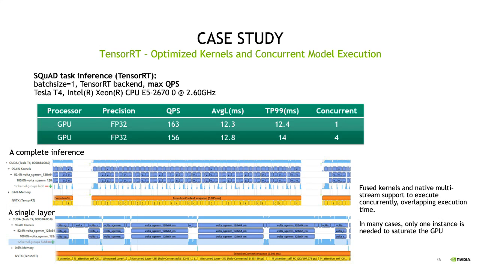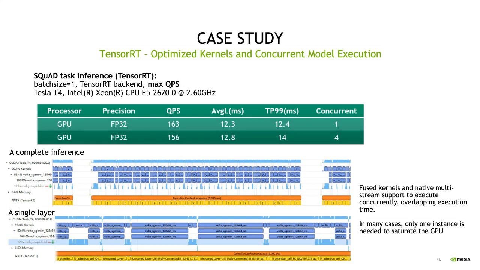In many cases, only one instance is needed to saturate the GPU. So you might see the QPS drop from 163 to 156 if you set the concurrency to 4. But actually, it's not a performance drop, it just gives information. With one instance, TensorRT is enough to saturate one GPU, and the performance is equivalent for different concurrency.